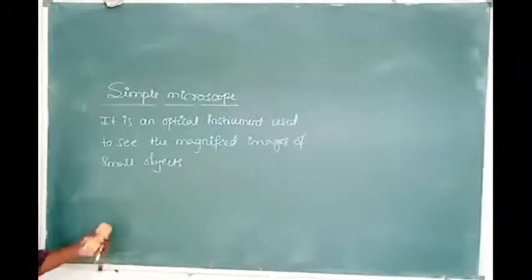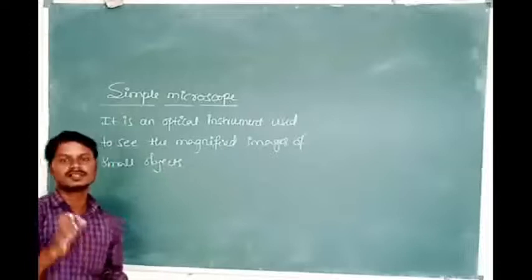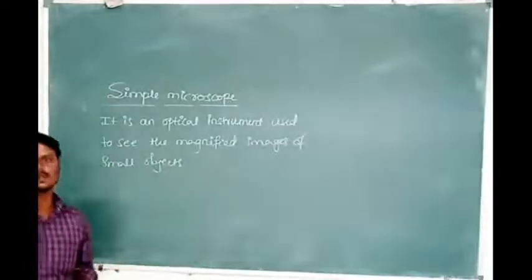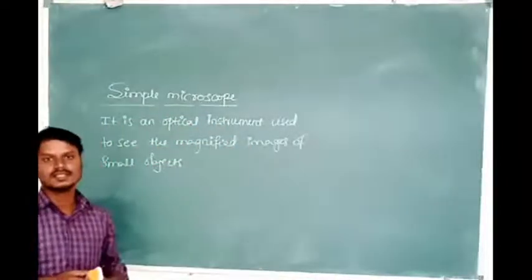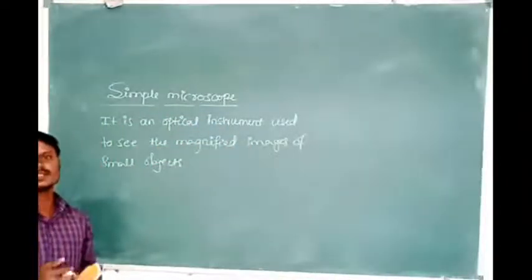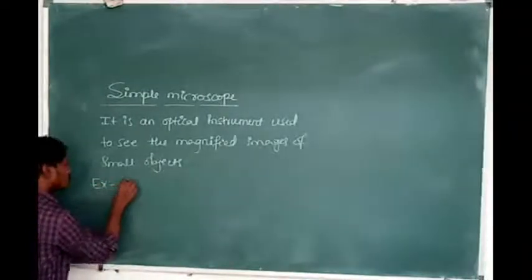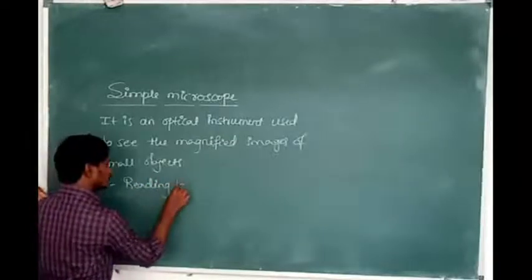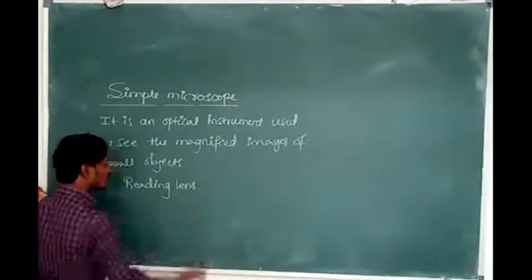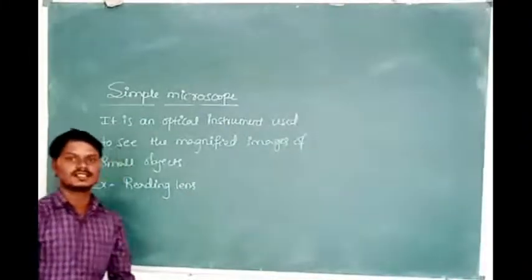Okay. Then what is the example for a simple microscope? While reading a book, we use a convex lens of small focal length that can be treated as a simple microscope. That means a reading lens is nothing but a simple microscope. So the example for a simple microscope is a reading lens. Then what is another name used for the simple microscope? That is magnifying lens.